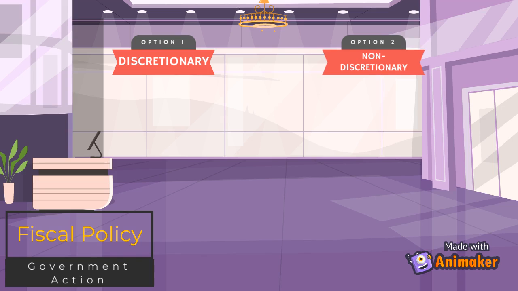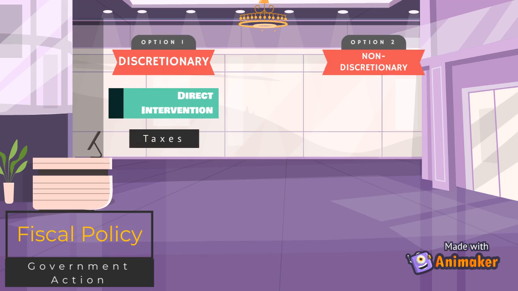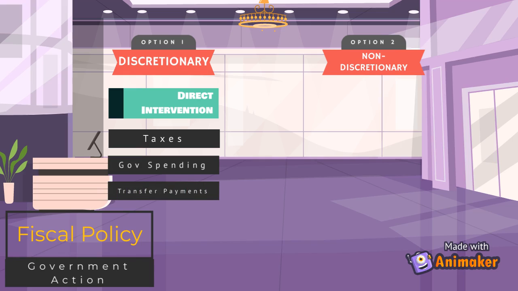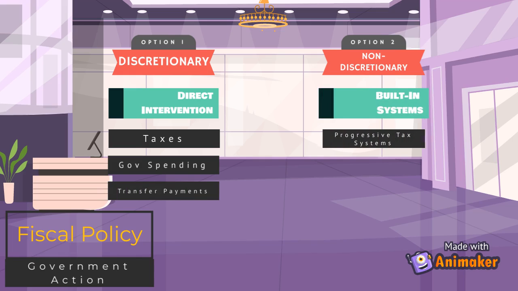Discretionary policy involves direct intervention of the government, whether that be through changing tax rates or increasing or decreasing government spending and transfer payments. Non-discretionary policies are policies that are already built into the system, such as progressive tax systems and unemployment benefits. Progressive tax systems will increase the tax burden as income increases, reducing AD. Unemployment benefits will increase transfer payments and consumer incomes for people who are unemployed, also increasing AD.